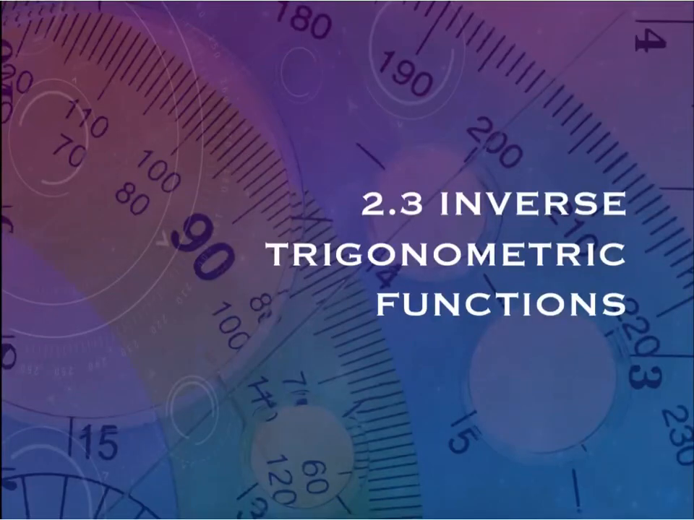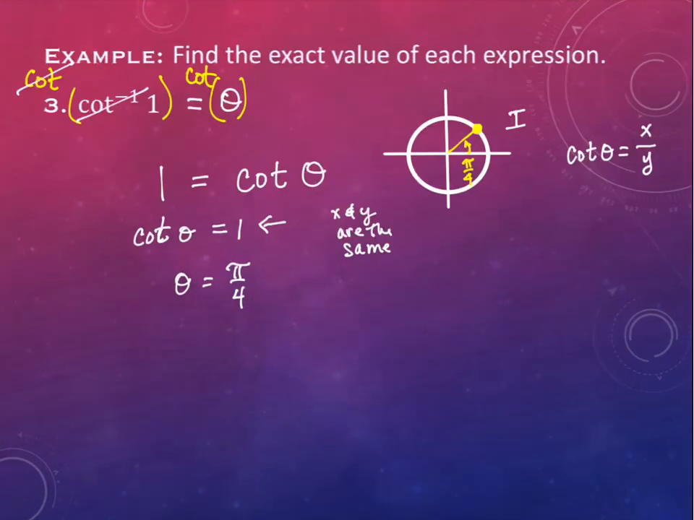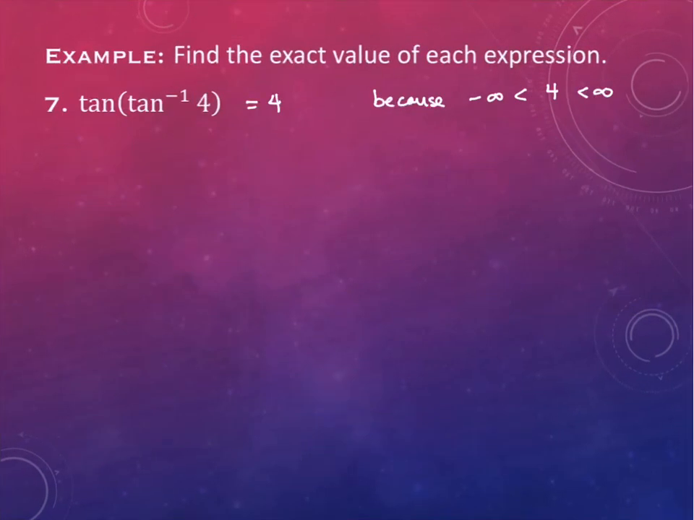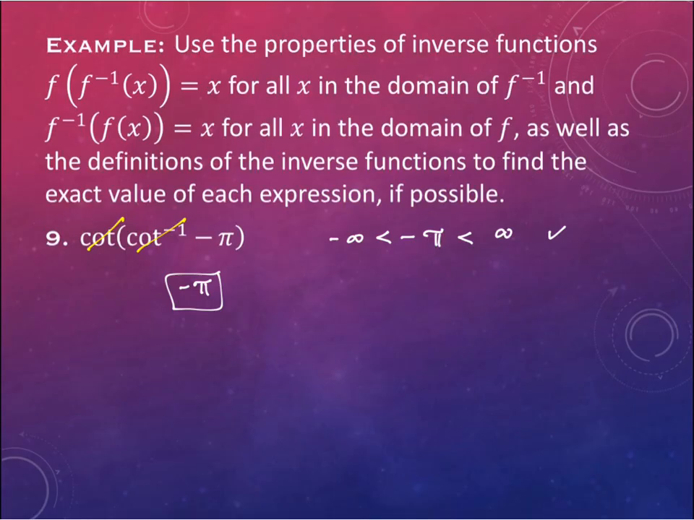All right, section 2.3, we've been working with inverse trigonometric functions, and we had left off on examples 9 and 10 last time. We talked about the fact that in order to make these work, we actually have to make sure we're in the right quadrants, right? So let's look at 9 real quick. In problem number 9, we had taken a look at this particular value, negative pi.